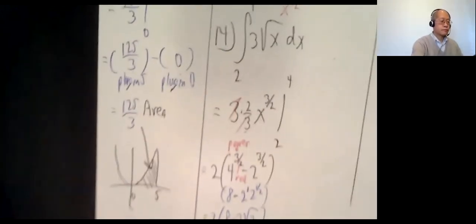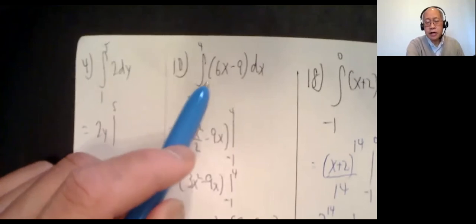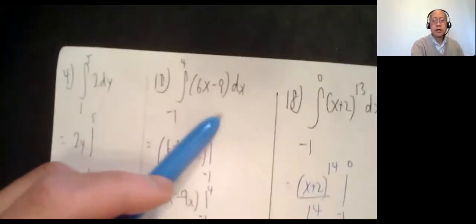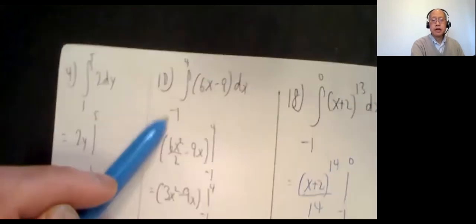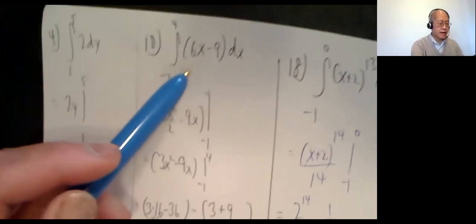Okay. All right, do a few more. Number 10. So you can see it's not really that much harder. You still integrate. You do exactly the same thing as all these other ones. You don't need a plus c. Plug in the top number, plug in the bottom number, and subtract. Okay, integral from -1 to 4 of 6x minus 9 dx.